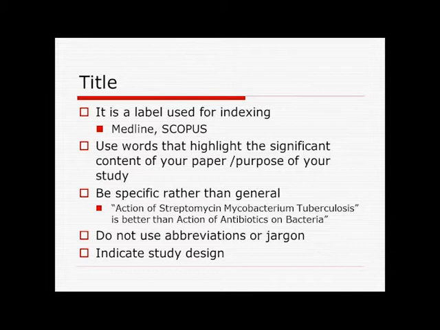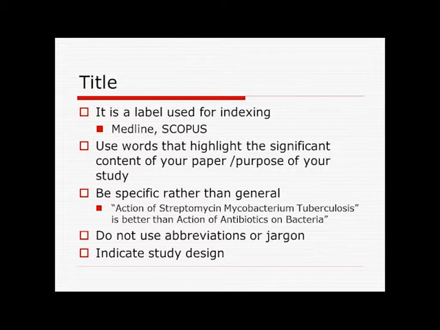We want to be specific. So rather than writing a title like "the action of antibiotics on bacteria," we would prefer to write a title that says "the action of Streptomycin on Mycobacterium tuberculosis." If we wrote the first title, then if someone's looking for tuberculosis, our paper may never pop, or if someone's looking at Streptomycin, our paper may never pop, right? So we want to make sure that we use words that are specific to the purpose and the content of our paper. We want to avoid jargon.